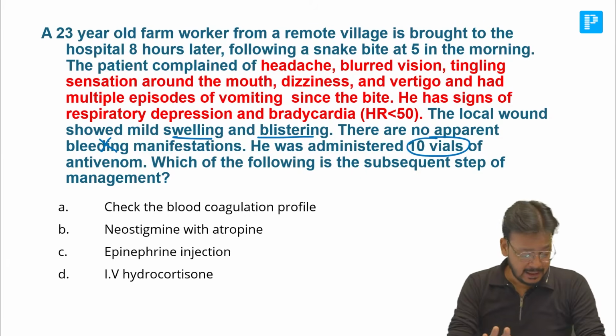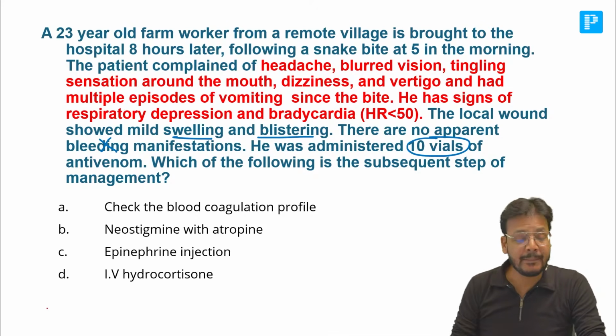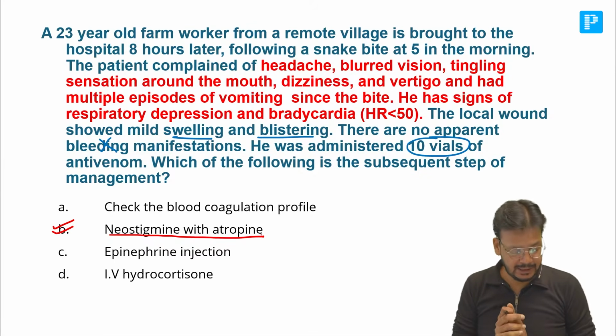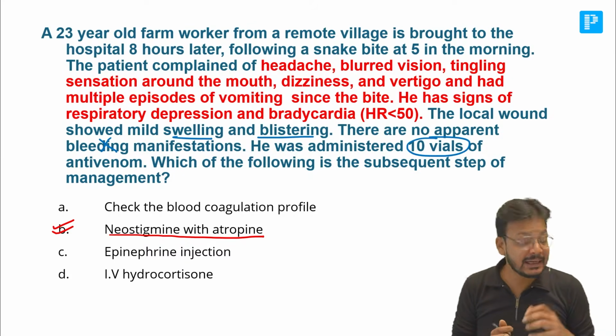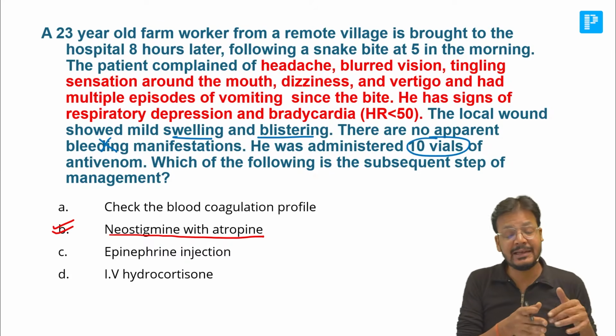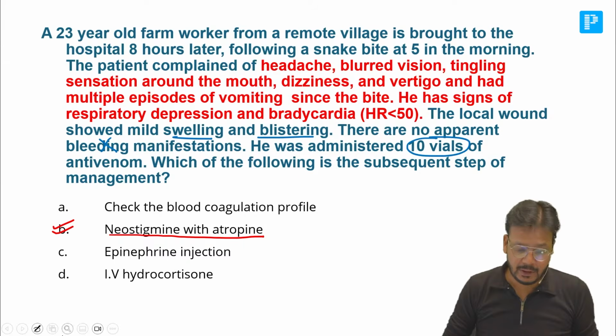It means, sir, it is respiratory distress. It's a neurotoxic snake, my dear friend. You will go for, it's a cobra bite, and for cobra bite, you will go for neostigmine and atropine. Yes, it is a cobra bite. The Elapidae group is a neurotoxic snake, beta. Neurotoxic snake, Elapidae. Very good, beta.